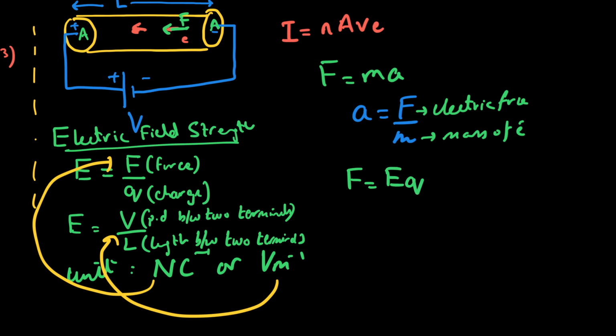If you break down E further, E is equal to V over L, so in place of E I can write V over L. First I wrote EQ in place of F, and then I replaced E with V over L. So that means F can be written as V into Q over L. I hope it makes sense. I said acceleration is force over mass, so the force is E into Q, and then I said E is V over L.